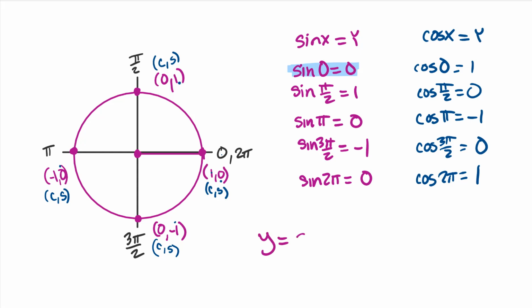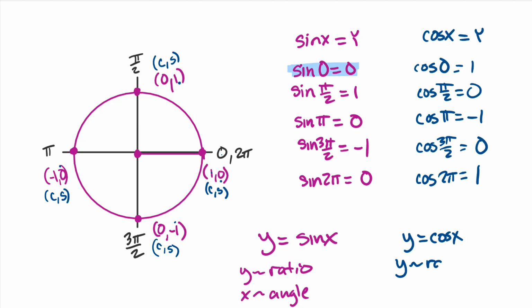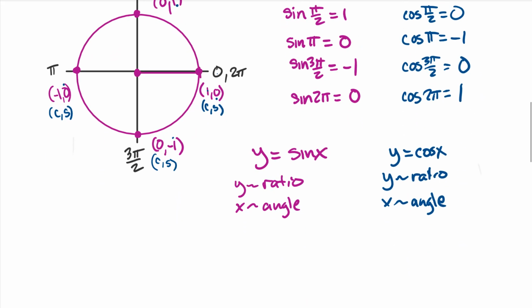If we say that y is equal to sine of x, we're saying that y is the ratio and x is the angle. And we're going to talk about the angle in radians. Once again, y is equal to cosine of x. We're going to say that y is the ratio and that x is the angle. Same thing. So x has now become our theta, right? X is theta because we're going to graph this on an x, y. So let's jump down.